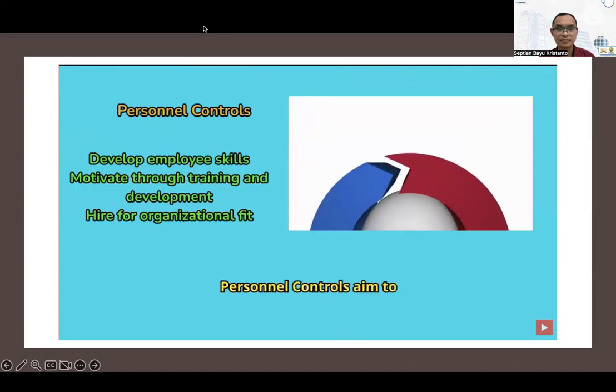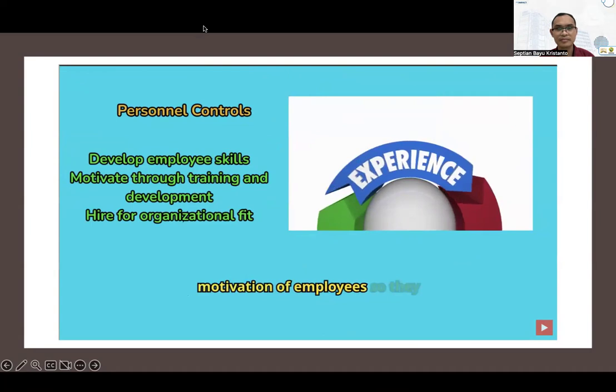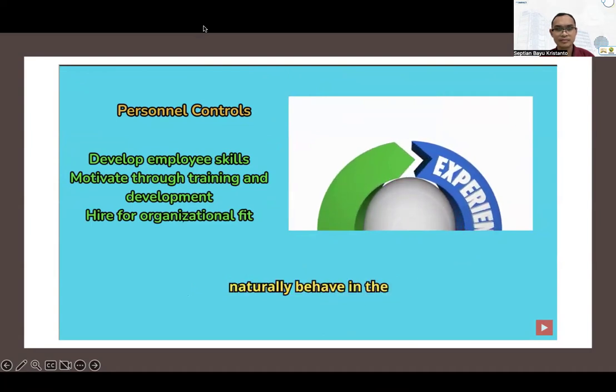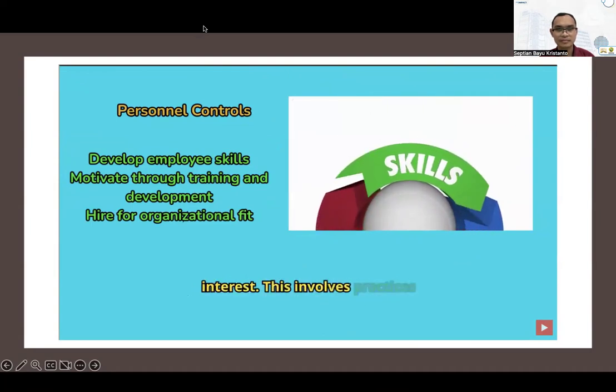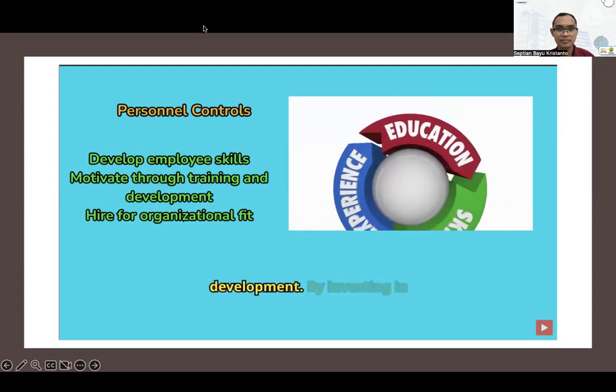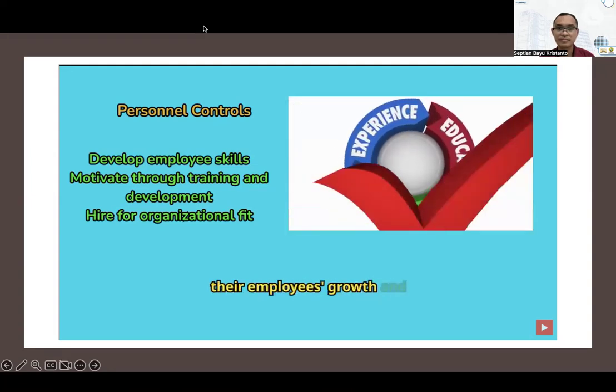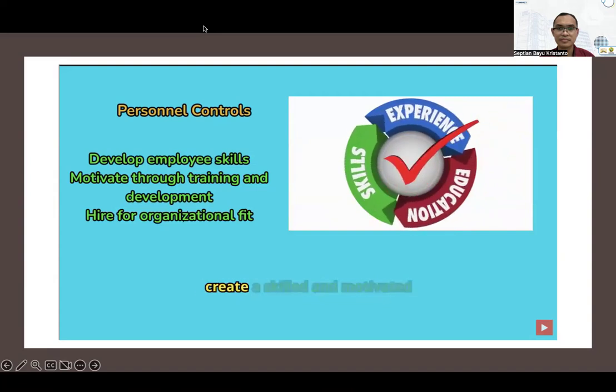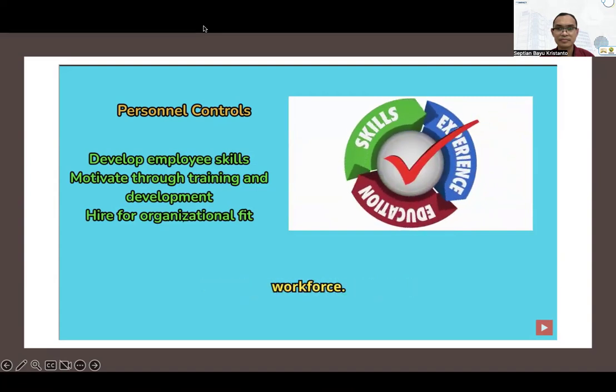Personnel controls aim to build the capabilities and motivation of employees so they naturally behave in the organization's best interest. This involves practices such as hiring, training programs, and career development. By investing in their employees' growth and development, organizations can create a skilled and motivated workforce.